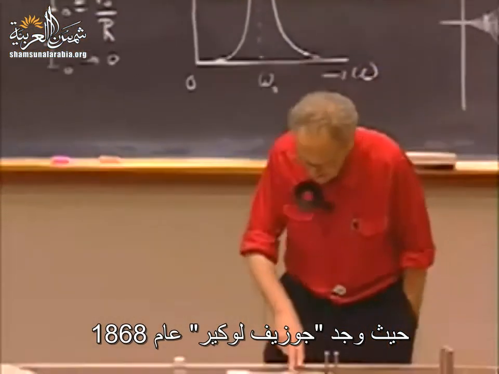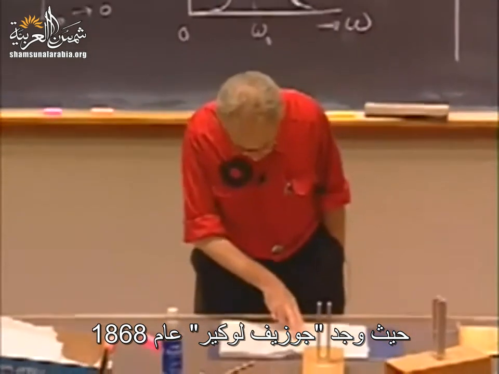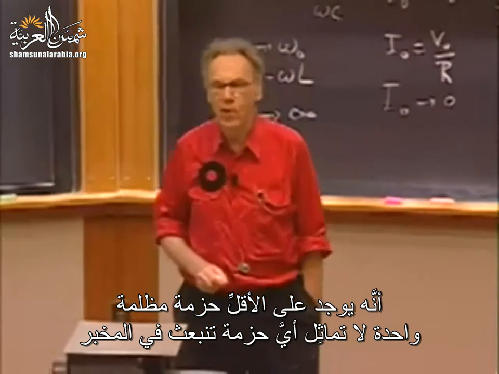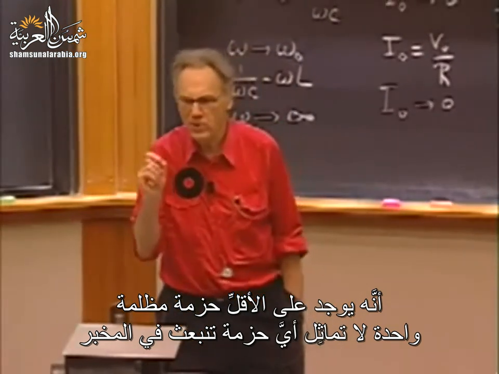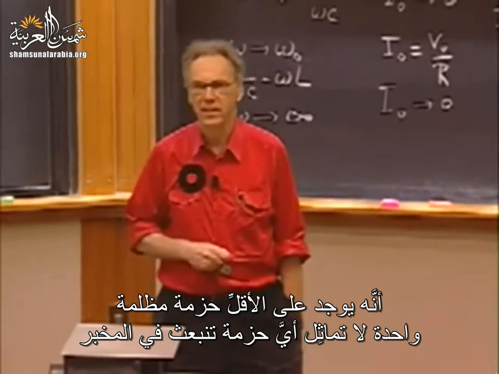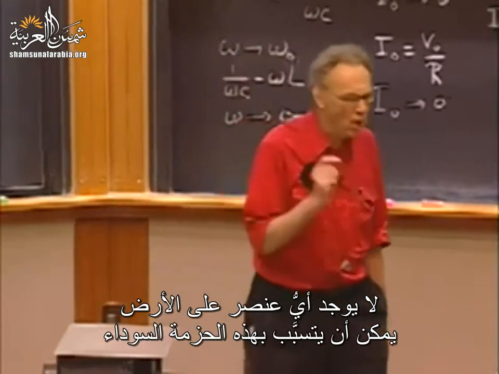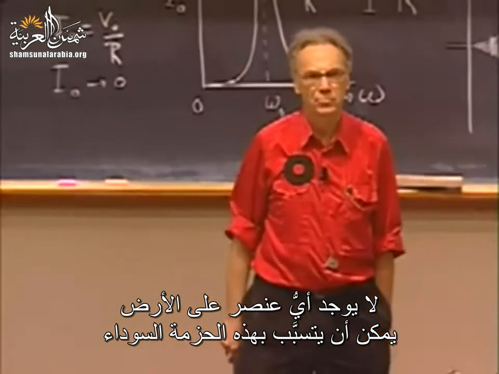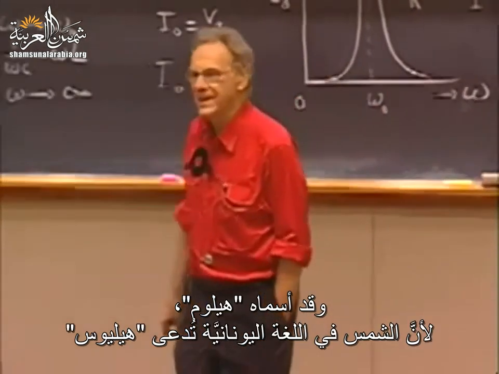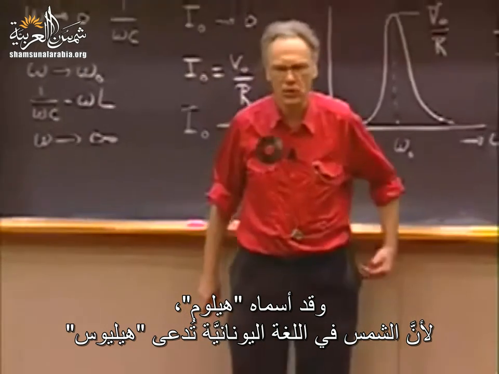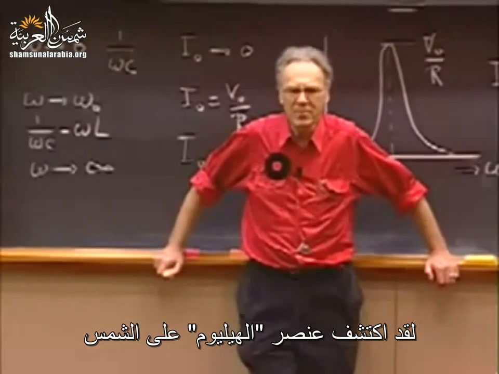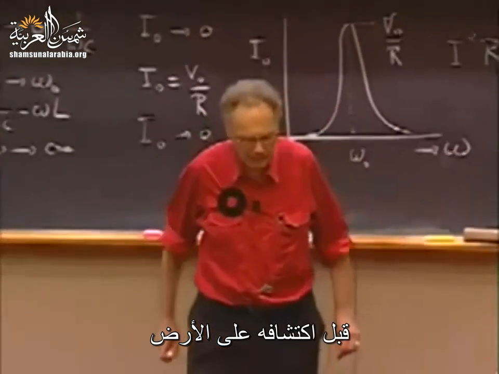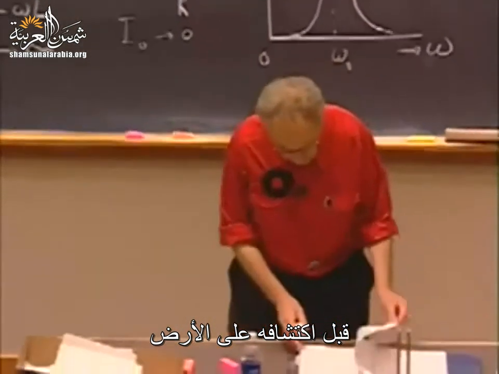And it was in 1868 that Joseph Lockyer found at least one dark line which did not coincide with any emission line in the laboratory. There was no element on Earth that he could say must be the cause of that dark line. And so he called it helium, because the Greek word for sun is helios. So helium is an element that was first discovered on the sun before it was later found on Earth.